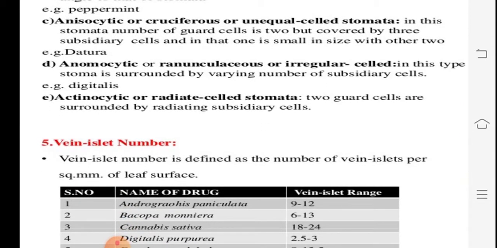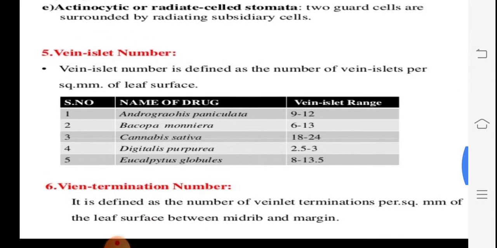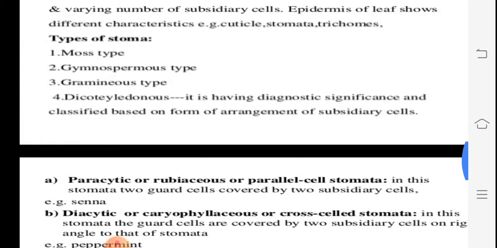Then the last one, the fifth one, is the actinocytic, which has two guard cells surrounded by radiating subsidiary cells. So this is for the stomatal index.